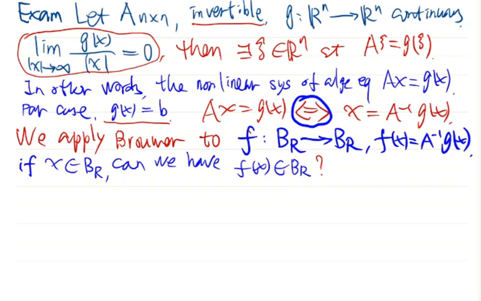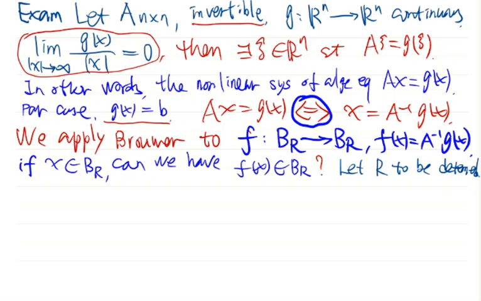Okay. So how about this question? If x belongs to B_R, can we have f(x) belong to B_R also? The answer is that if R is large enough, this is true. For small R, this might not be true. So we need to prove that we can find an R large enough so that this is true. Now we let R be undetermined.